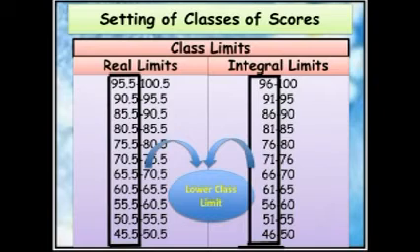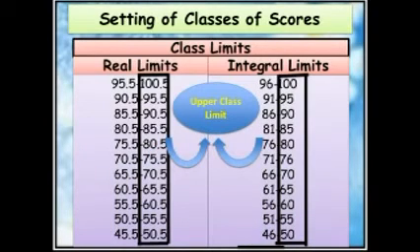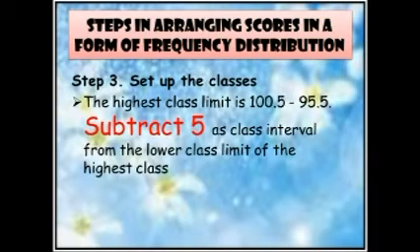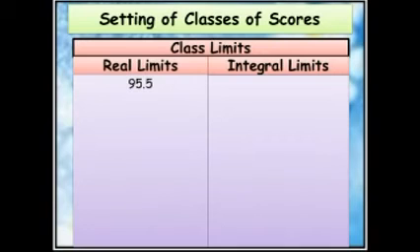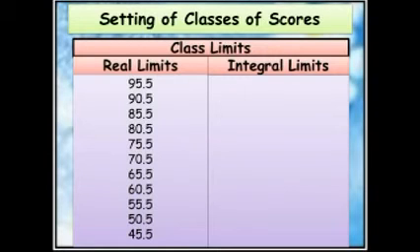This left portion of the real limits is called the lower class limit, while the right portion is called the upper class limit. Based on the guidelines, we must subtract 5 as class interval from the lower class limit of the highest class. 95.5 minus 5 is 90.5. 90.5 minus 5 is 85.5. 85.5 minus 5 is 80.5, and so on, until the last score obtained by the students.